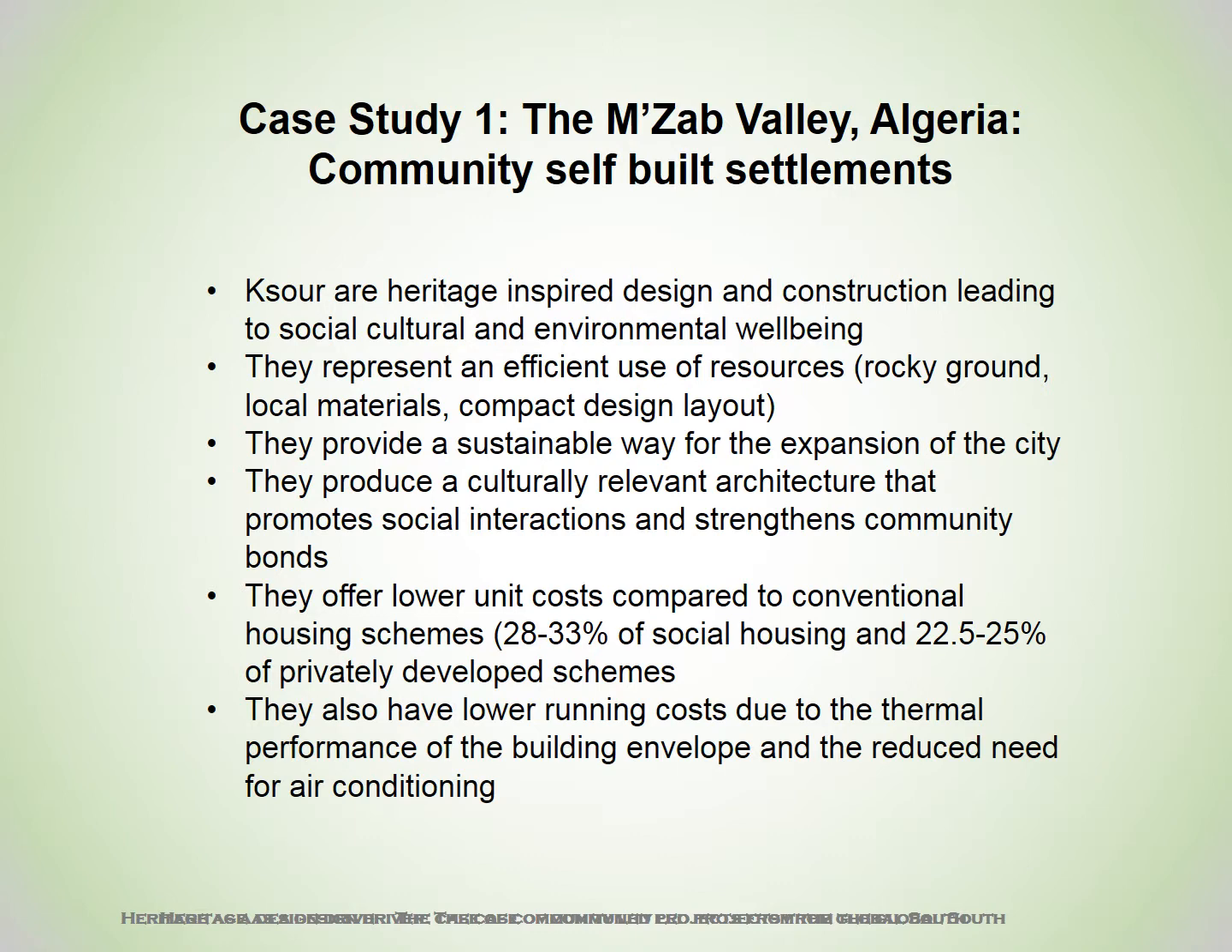They offer lower unit costs compared to conventional housing schemes, about 28 to 33% of social housing and 22.5 to 25% of privately developed schemes. They also have lower running costs due to the thermal performance of the building envelope and the reduced need for air conditioning.